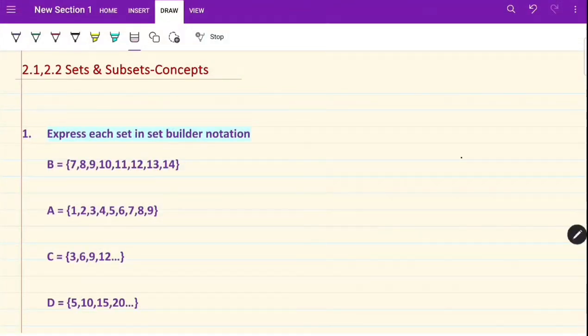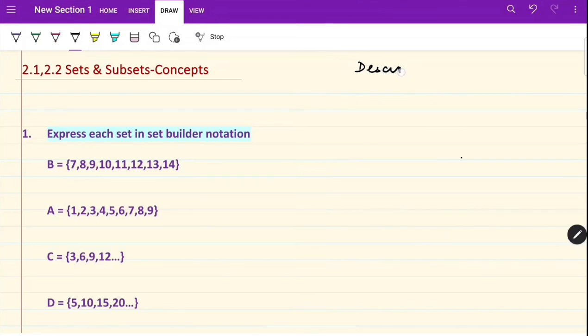Hello everyone. In this video, I would like to work through a set of exercises which will reinforce our study on the concepts of sets and subsets. We will begin with the exercises which are about expressing sets. Now we learned that there are three ways to express sets.